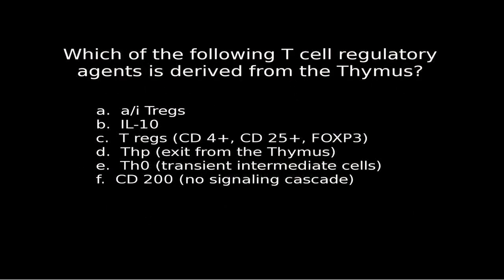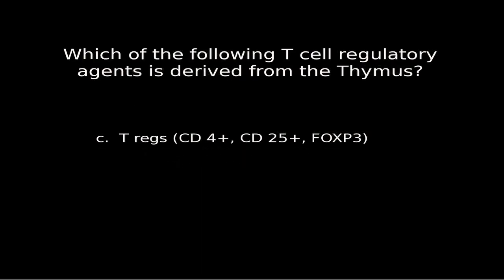Last question is, which of the following T regulatory agents is derived from the thymus? We've talked about it 100 times, and that's C. The Tregs themselves come straight out of the thymus, CD4 positive, CD25, aka IL-2 receptor, and FOXP3.